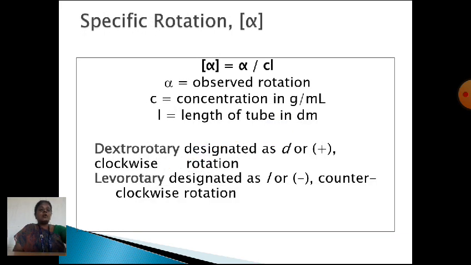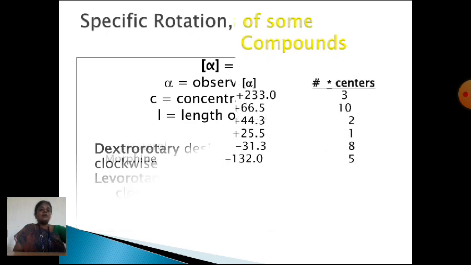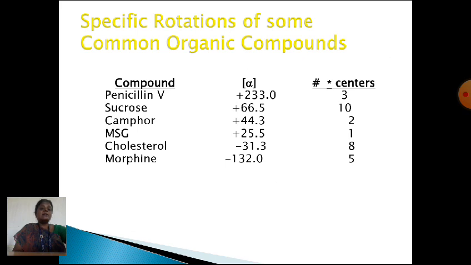After measuring the optical rotation, by using the formula alpha by CL, we can calculate the specific rotation. Here alpha is the observed rotation, C is the concentration and L is the length of the tube. If the value has a plus sign, it is the dextro rotation or clockwise rotation. If the value is negative, it is called levo rotation or anti-clockwise rotation. Here we see some examples for positive and negative rotation.